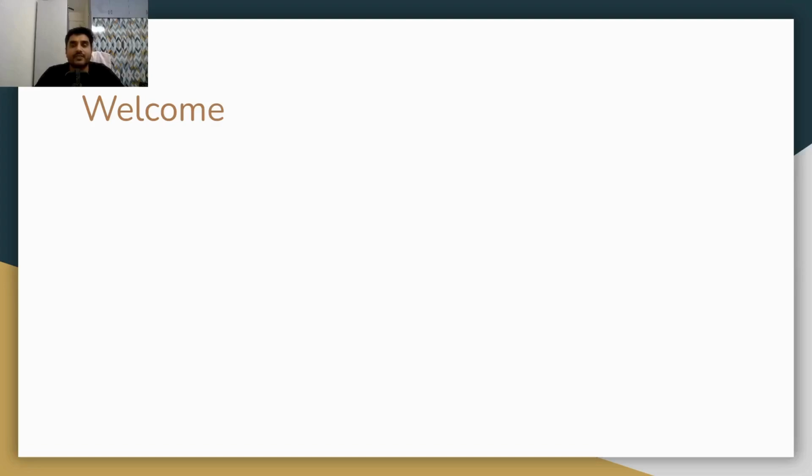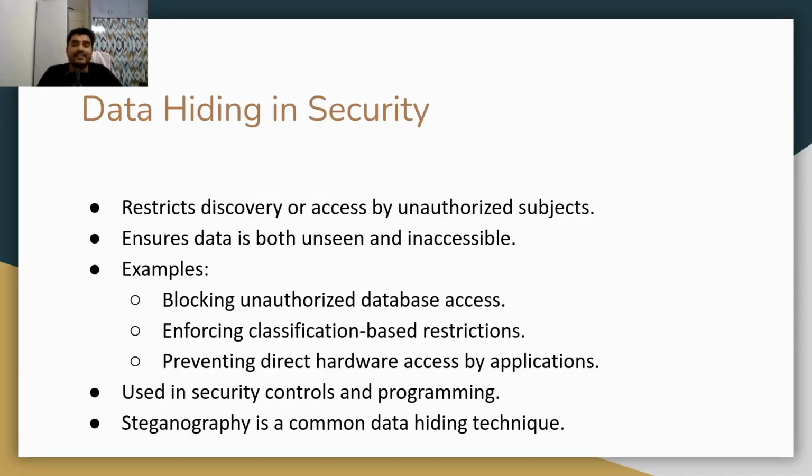Today, as part of the various security protection methodologies, in the previous session we already discussed defense in depth and abstraction concepts. Today we are going to see a new concept, which is data hiding in security. One of the fundamental goals of this protection mechanism is to restrict the discovery of data such that unauthorized subjects are never able to access the data.